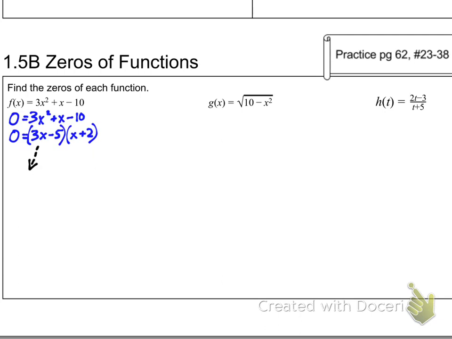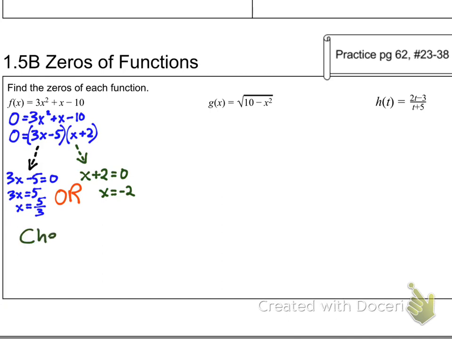So 3x minus 5 equals 0, or x plus 2 is equal to 0. Let's take the latter case first. Solving for that, x equals negative 2 is one option, or if we solve for this, x is 5/3. If you plug in either of those up there, you should get out a 0, and that's actually how we're going to check our work real quick.